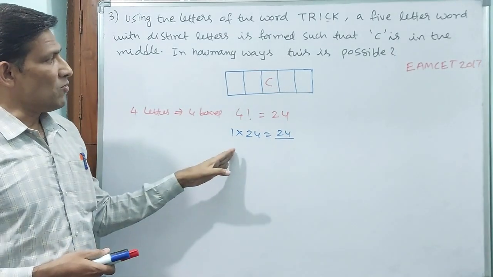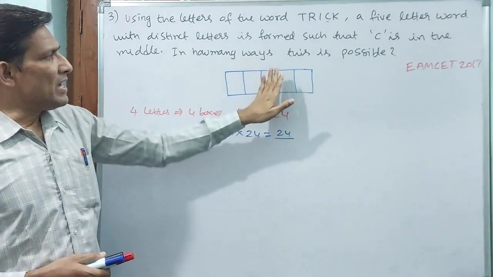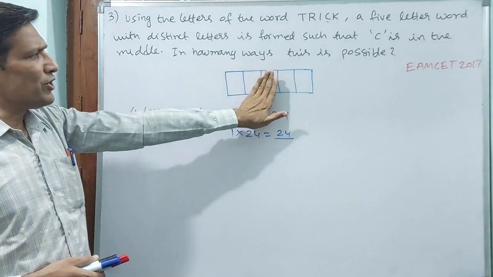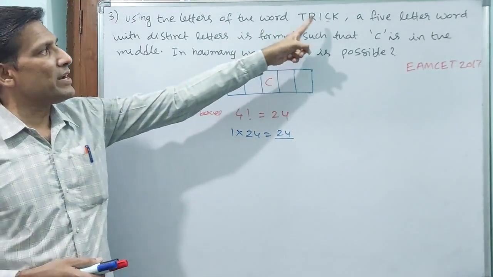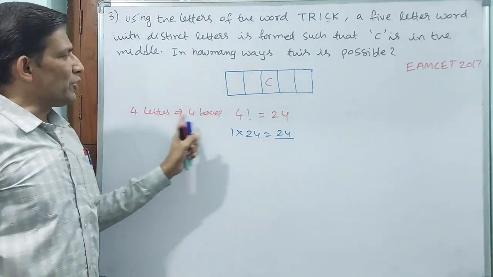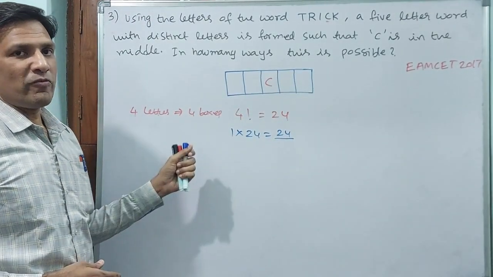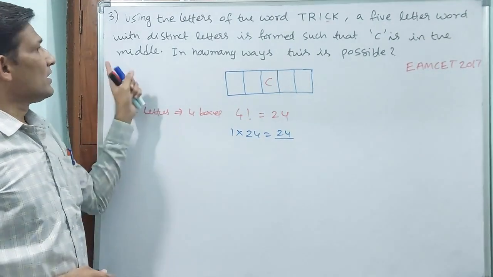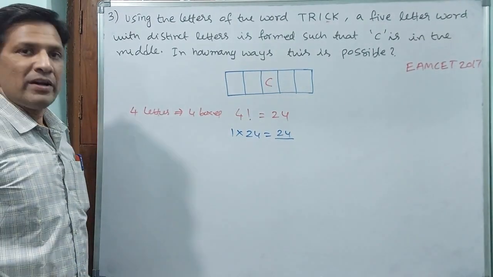Okay. Now, anyway, they have told fixed this. See, then you need not consider this. You consider only the remaining 4 letters T, R, I, K. This T, R, I, K you can jumble in 24 ways. 4 boxes, 4 letters. Okay. This is the answer. Let us go for the next question.